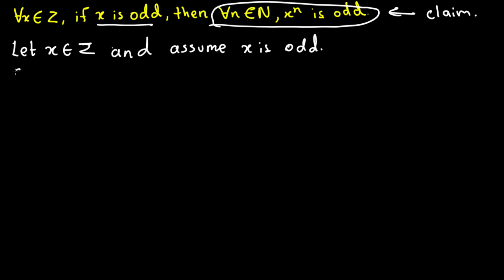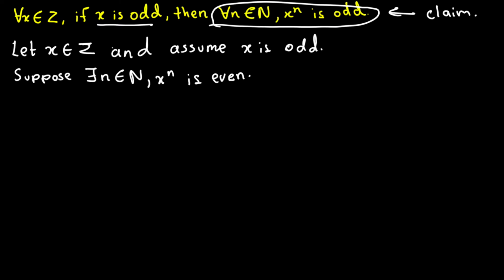Suppose there exists n belonging to the natural numbers. This is the contradiction of this one. This is for all n belonging to the natural numbers. If we take the opposite, the negation of this one, that's going to be there exists n belonging to the natural numbers, and here it's odd, so the negation is going to be even: x power n is even. Okay, now here we are going to prove this contradiction is wrong.